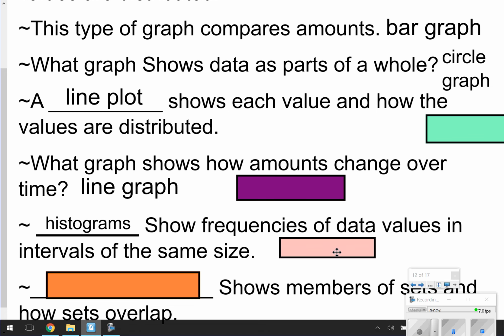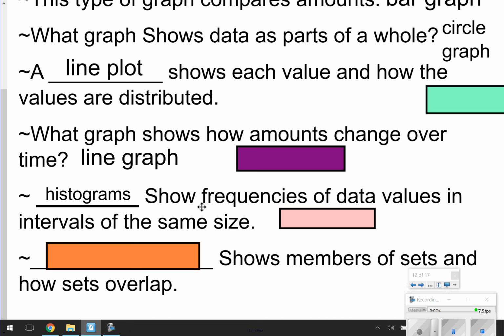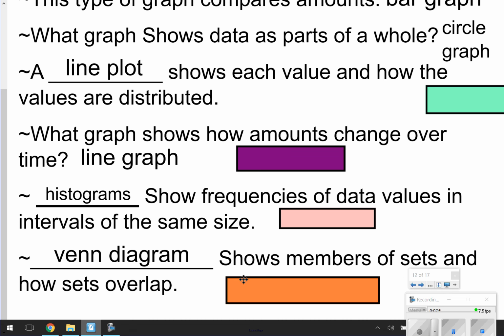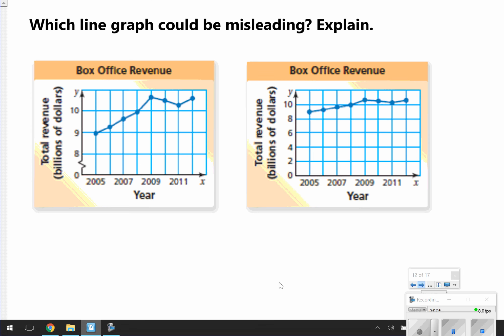The histogram shows frequencies of data values in intervals of the same size. And a Venn diagram shows members of sets and how they overlap or what they have in common. Just kind of a preview for the next lesson, graphs that could be misleading.